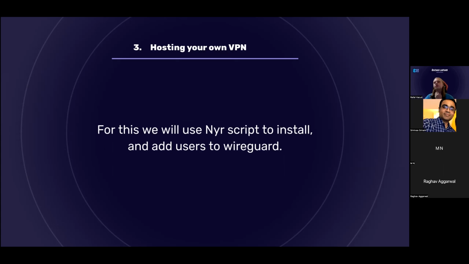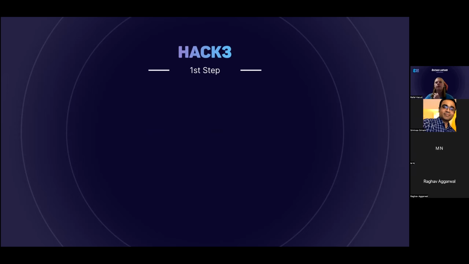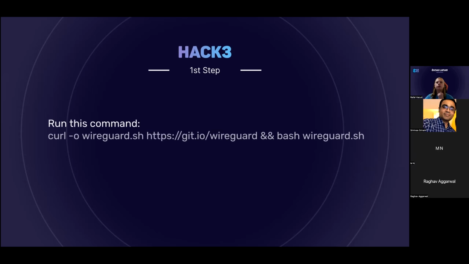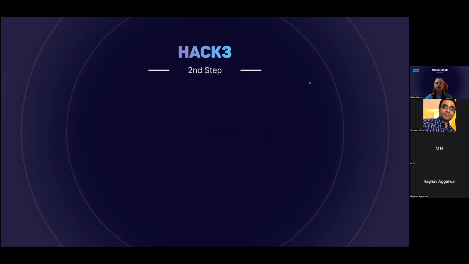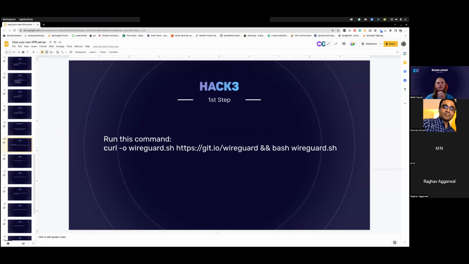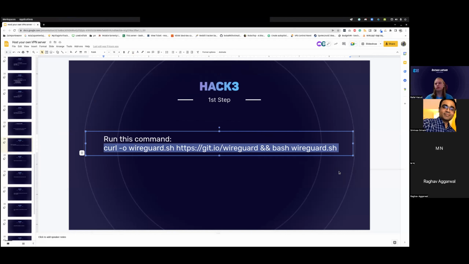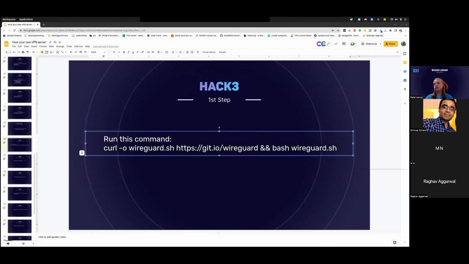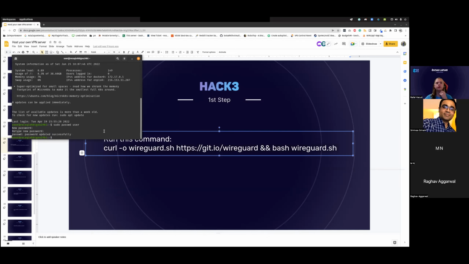Next up, we have hosting your own VPN. So for this, we'll use a script to install and add users to WireGuard. Special thanks, obviously, to the script's author. This script is really easy to use. I really recommend it. So first of all, you will run this command, which I will send you right now. In the terminal, obviously, of your SSH session, you will run this command. And I'm also going to run it with you, and I'm going to take you through the steps right now.